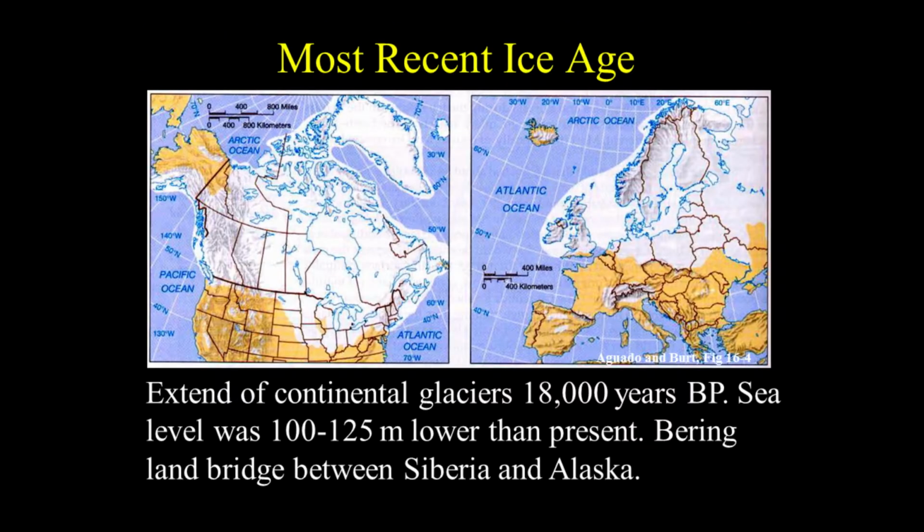Here is the extent of continental glaciers 18,000 years before present. The sea level was 100 to 125 meters lower than present. The Bering Land Bridge is between Siberia and Alaska.